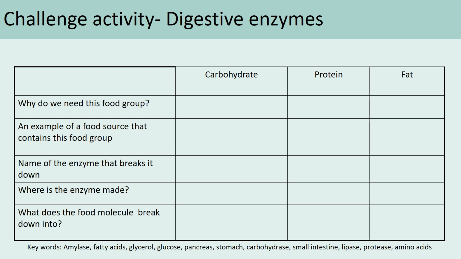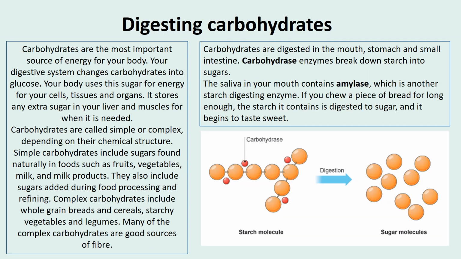Okay, so hopefully we should have a table ready to go. We're going to put the information in. Over the next 3 slides, we're going to talk about each food group and what it is that breaks it down. There will be a lot of information, so you need to pick out the information that answers those different points. So we're going to be starting off with digesting carbohydrates.